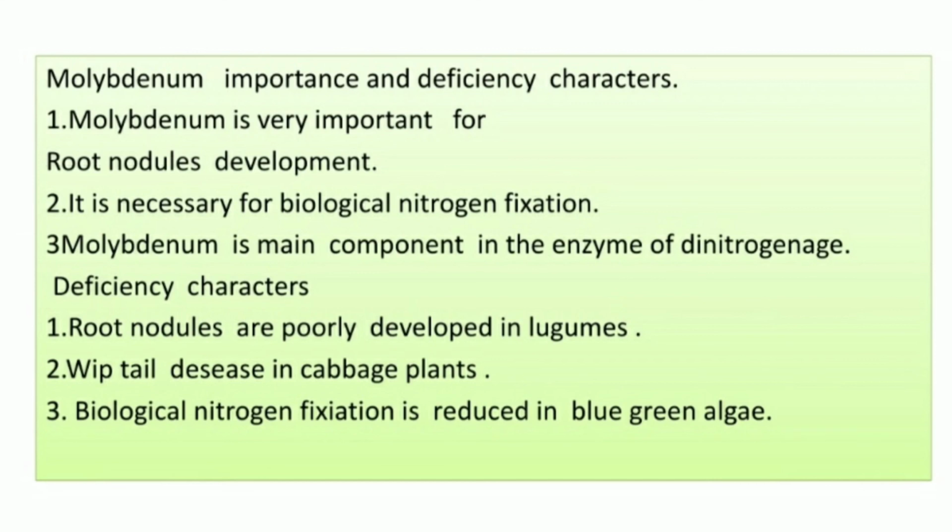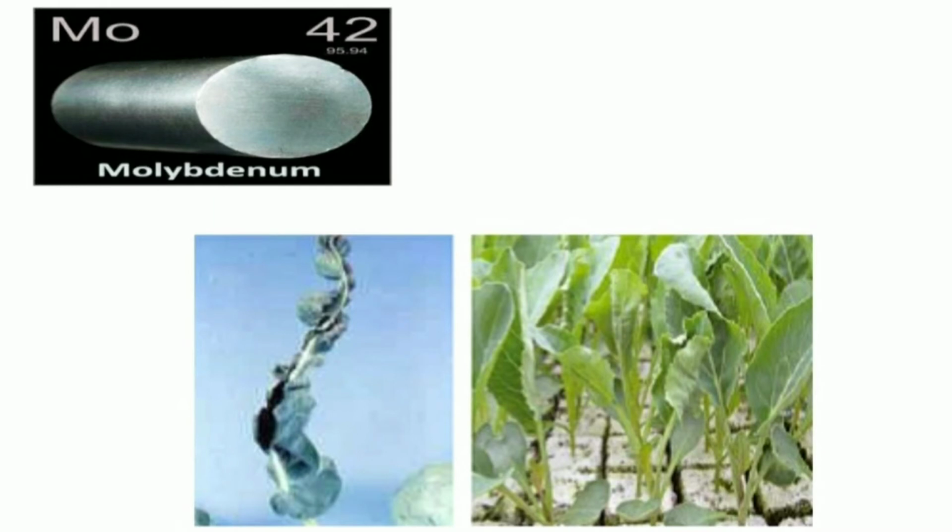Whiptail disease in cabbage. In the cabbage plants, the tip of the shoot grows like a whiptail. And biological nitrogen fixation is reduced in blue-green algae when sufficient molybdate ions are not available. So these are the important aspects related to the molybdenum ion. And these are the relevant diagrams.